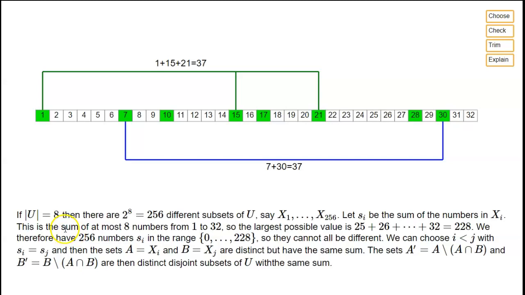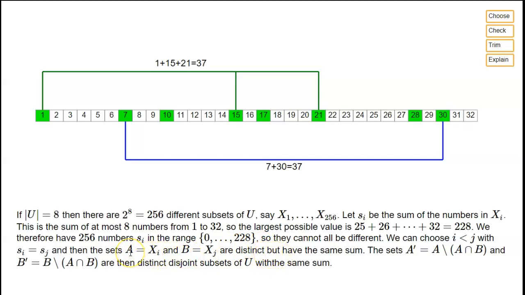So now we had these 256 numbers Si, and they're in the range from 0 up to 228, which means this set has only 229 elements in. So the 256 numbers Si can't all be different. So we can find some pair of indices, i less than j, with Si equal to Sj. And then the two corresponding sets, Xi, which we'll call A, and Xj, which we'll call B, are different, because i is different from j, but they have the same sum, because Si equals Sj.